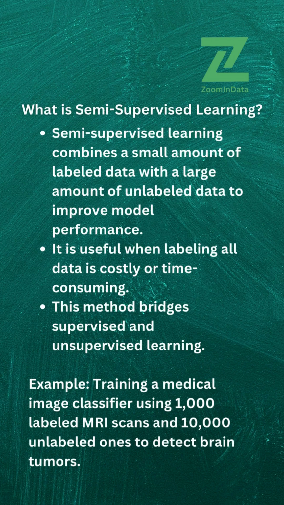It is useful when labeling all data is costly or time-consuming. This method bridges supervised and unsupervised learning. Example: training a medical image classifier using 1,000 labeled MRI scans and 10,000 unlabeled ones to detect brain tumors.